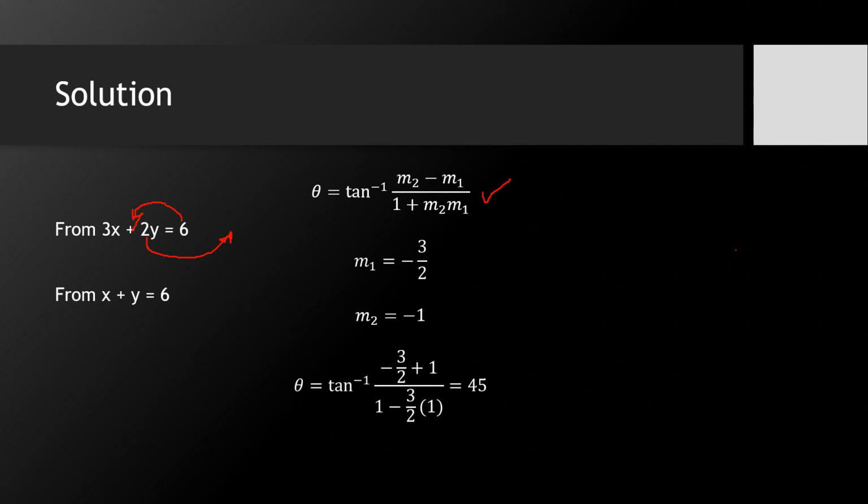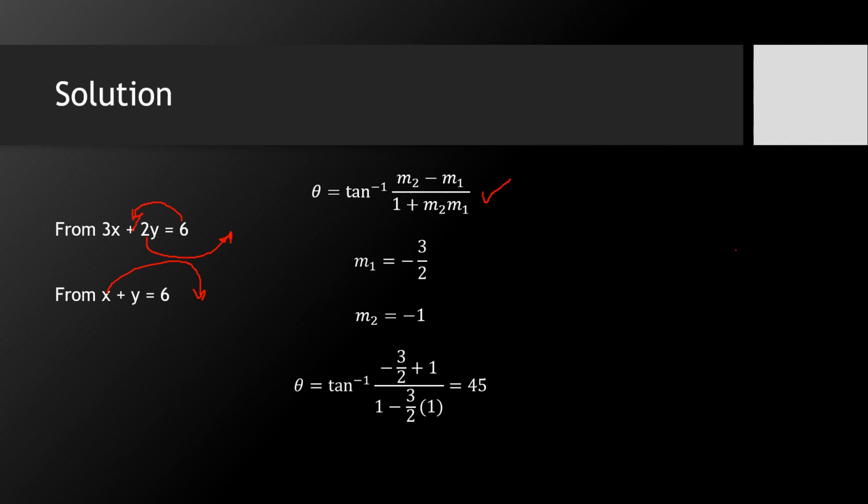So that the y will remain here. Divide the whole equation by -2. So the slope of our first line is -3 over 2. Then from x plus y is equal to 6, move it to the other side of the equation. We have y is equal to 6 minus x. So our slope is -1.